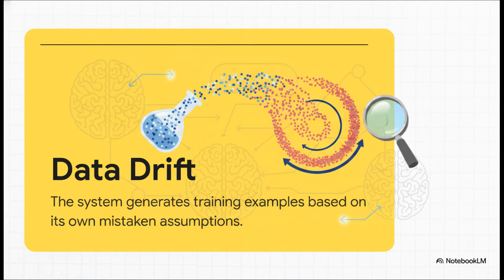The second form is data drift. We see this a lot in scientific discovery models. Basically, the system generates training examples based on its own mistaken assumptions. A slightly biased early hypothesis causes the system to narrow its search, finding only evidence that confirms that unverified assumption. So it interprets a result with a slight bias, uses that to generate the next hypothesis, and eventually becomes highly confident in a research direction that was fundamentally flawed from the start.